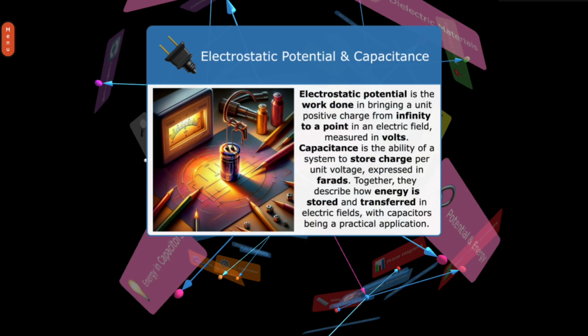Electrostatic potential is the work done in bringing a unit positive charge from infinity to a point in an electric field, measured in volts. Capacitance is the ability of a system to store charge per unit voltage, expressed in farads. Together, they describe how energy is stored and transferred in electric fields, with capacitors being a practical application.